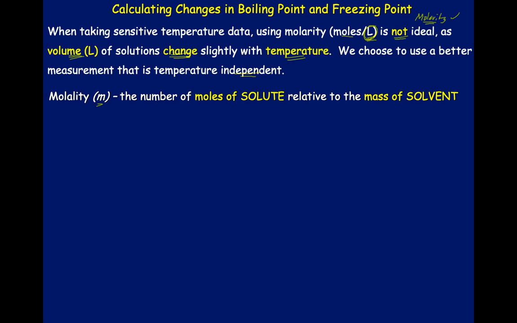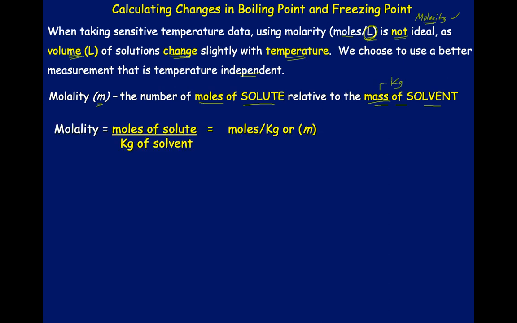So now, how do we use molality? We simply say the number of moles of solute, very similar to molarity. But instead of using liters of solution, we use the mass of the solvent, specifically in kilograms. So molality is the moles of solute over the kilograms of solvent. The unit will be moles per kilogram, or this italicized m.